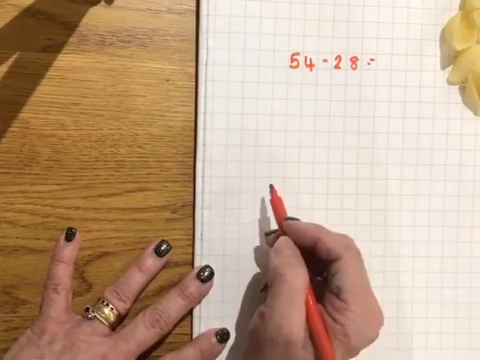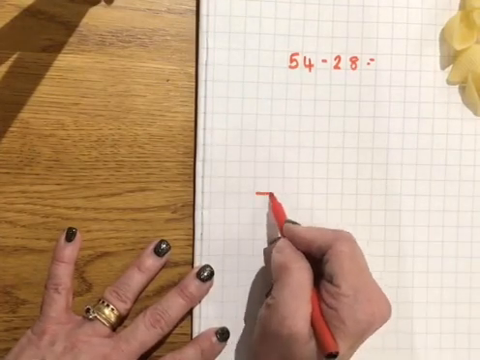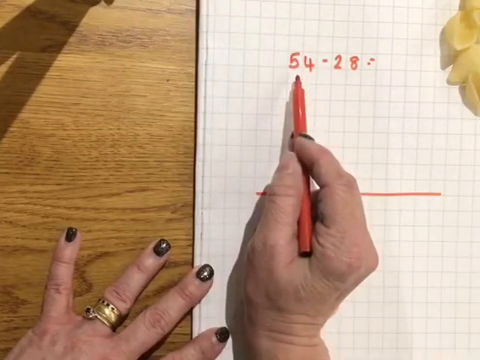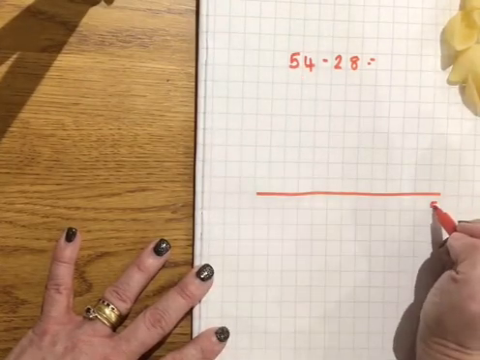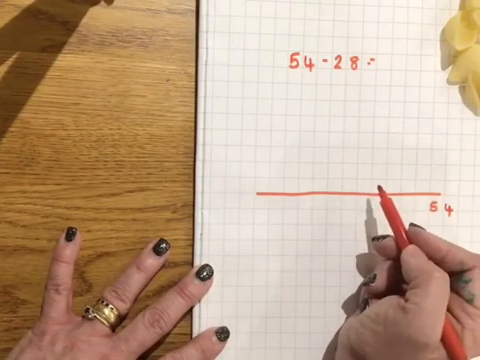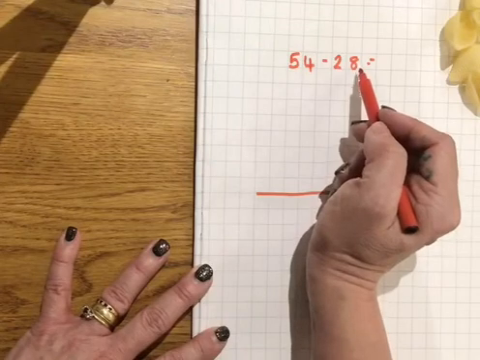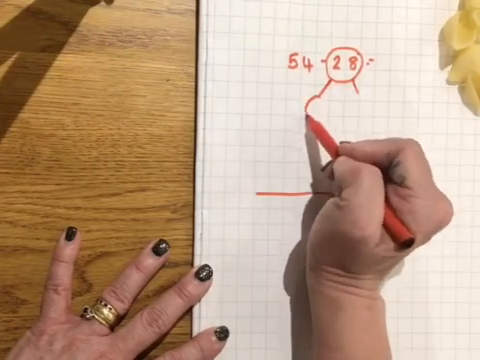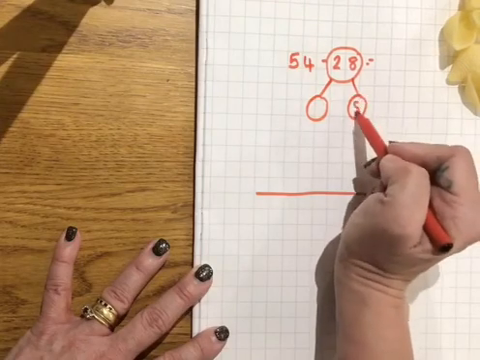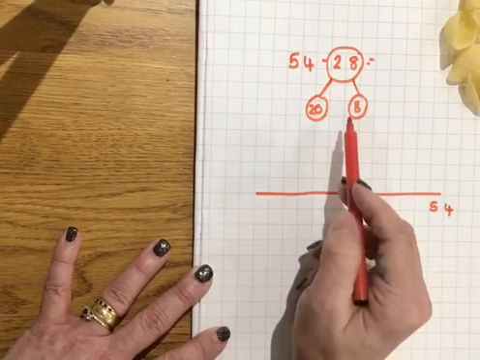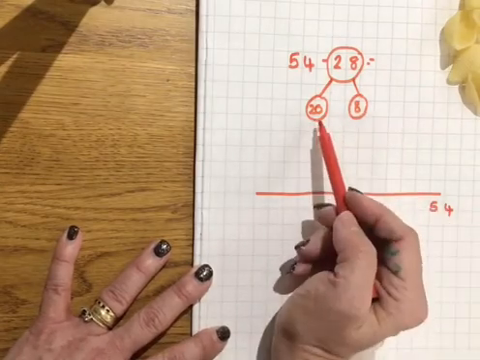Okay, so I'm going to do this on a number line, so I'm going to draw my number line. I've got to put my 54 at the end of my number line. Remember I said that's really important because we're jumping back on the number line. I'm going to partition my 28 into tens and ones. So I've got 8 ones and I've got 2 tens, and 2 tens is the same as 20. So I've got to jump back 8 and I've got to jump back 20.